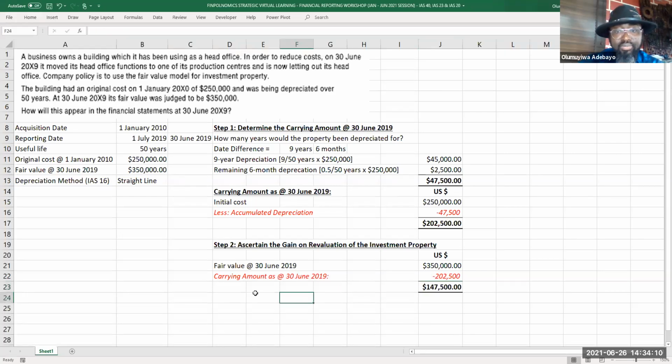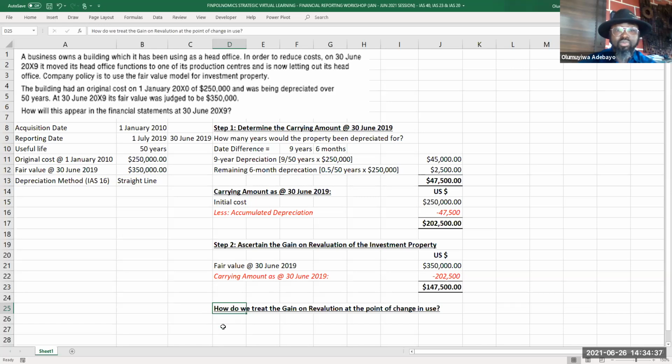And that gives me this. Now, the question then is, how do we treat the gain on revaluation at the point of change in use? Who can answer that question? Who can answer it? How should we treat the gain?